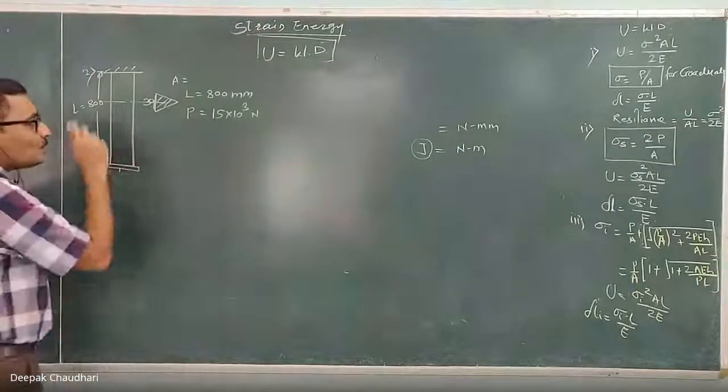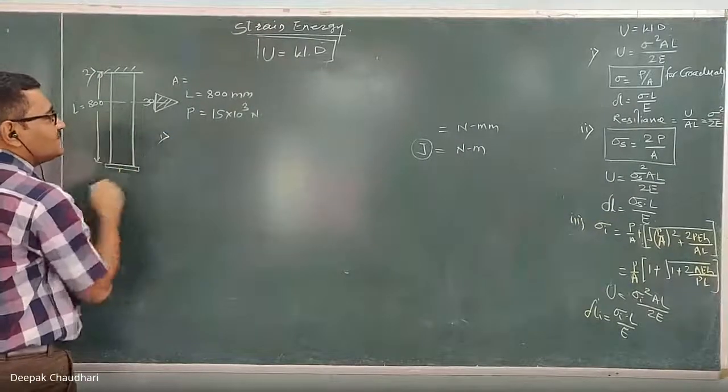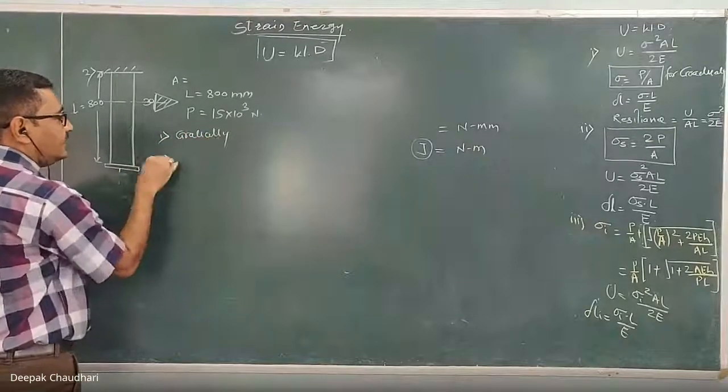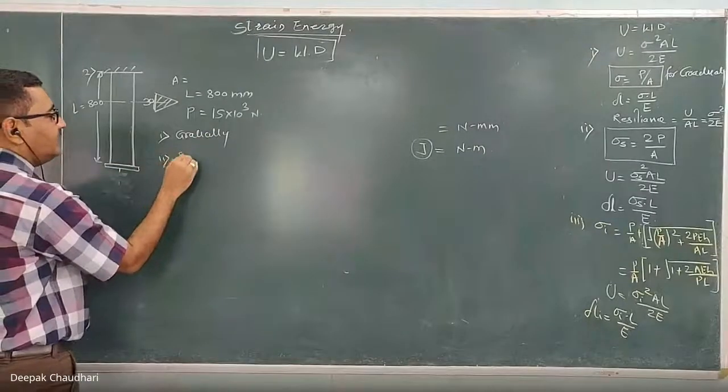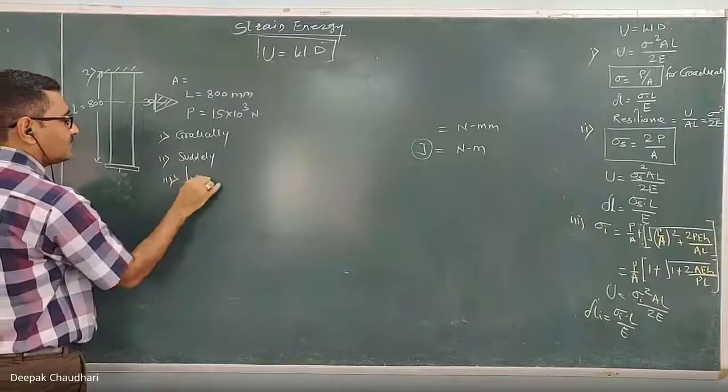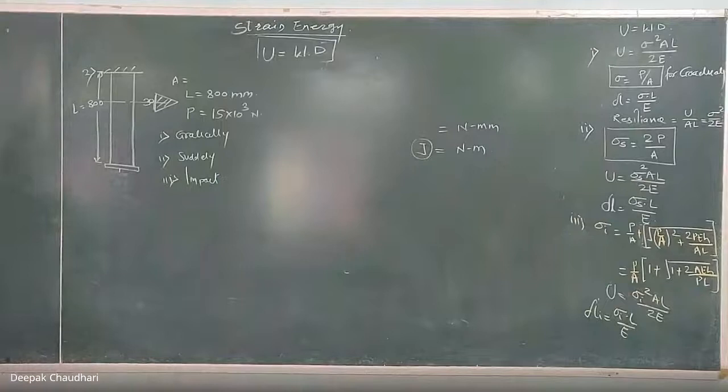Now, when this force is applied, you have to calculate the strain energy in this rod when the force is applied gradually. Second, when the force is applied suddenly. And third, when the force is an impact force. In these 3 cases, you have to calculate the strain energy stored. Now, you just have to substitute the values and get the answer.